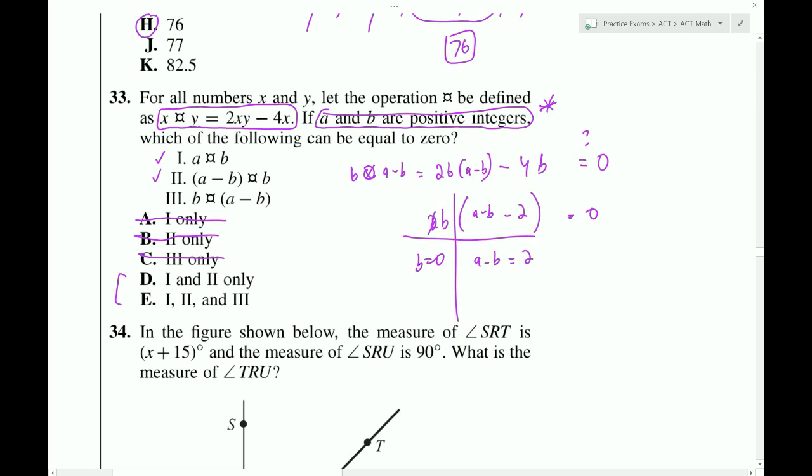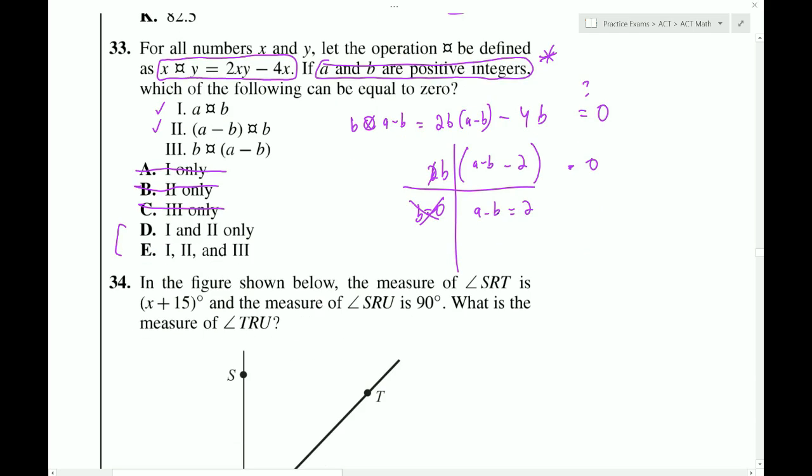And b equals 0 is not possible because, again, they have to be positive integers, right? But so long as their difference is equal to 2, I can make a be 4 and b be 2, for example, and this will then be true. So I found a way to make that true, so my answer is E.